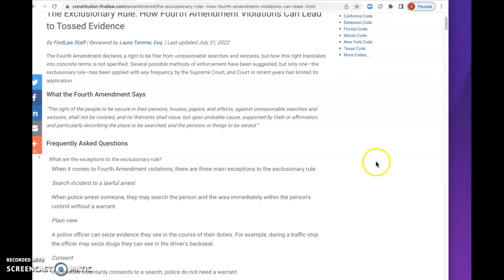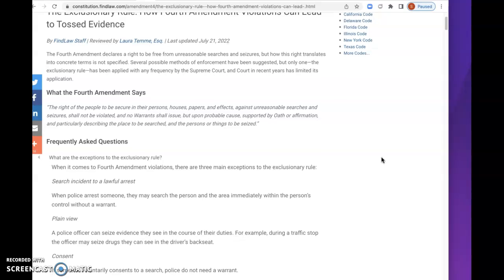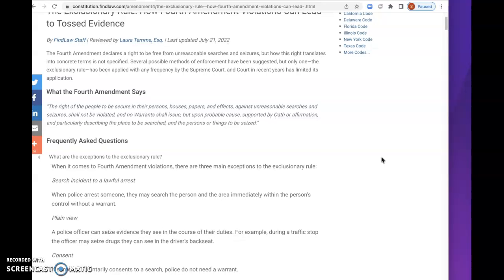Plain view. You can seize any evidence that's in plain view during a traffic stop. So if they have anything on the front seat, their back seat, you can search a vehicle as well. Whatever they had room, wherever they were able to reach, you have the ability to search that. That is really tricky in our courts right now, so you have to be very careful and make sure you write exactly why you did it.